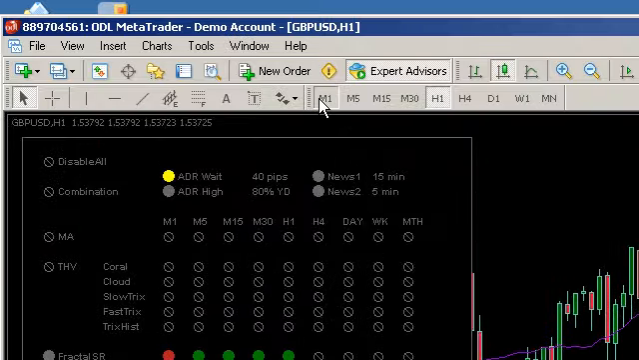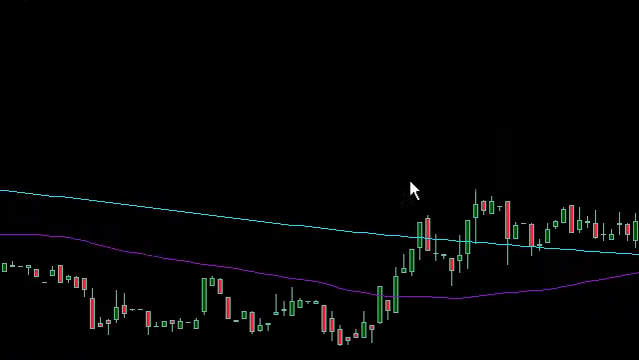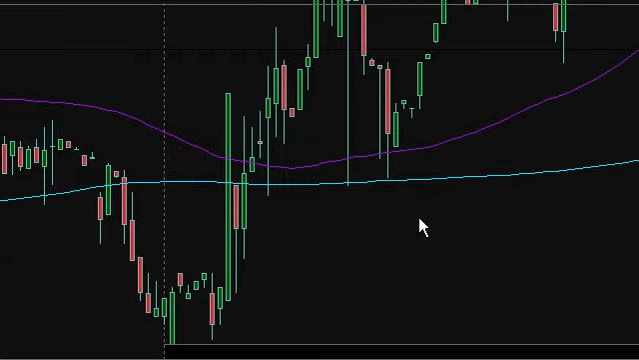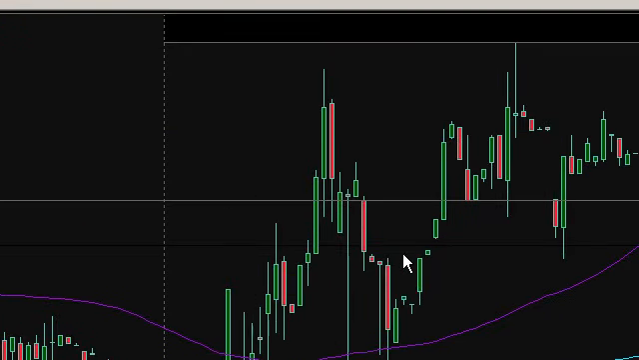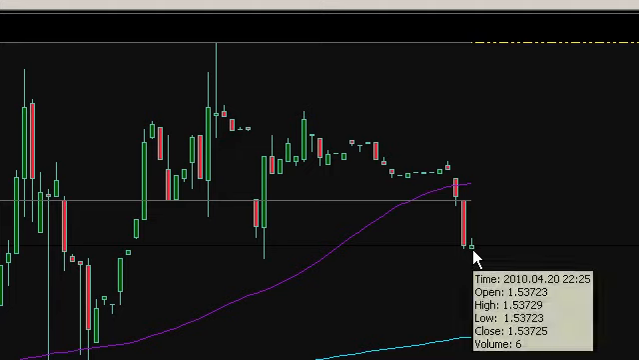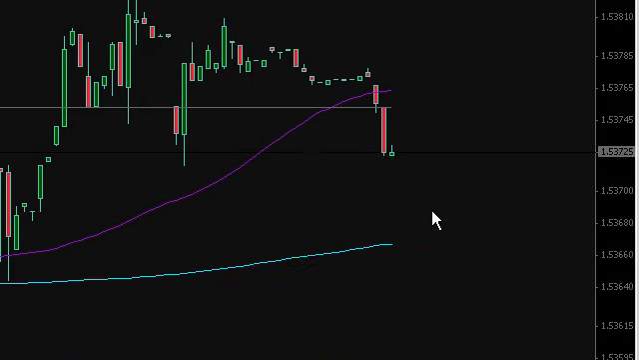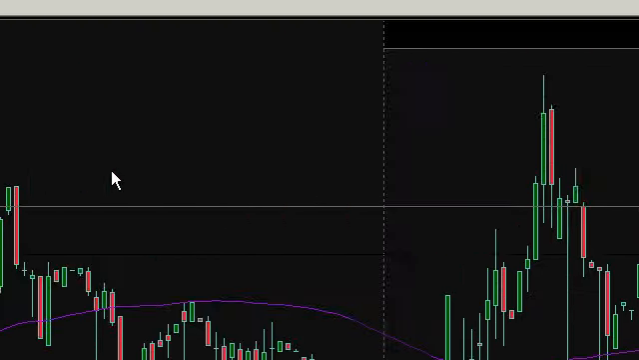So if we go down to the M1 and just take a look at what's going on there. It's had a move up, and then now it's pulling back. Now what we'd be interested in is the end of that pullback to go long, because we're only interested in trading in our direction after we get a pullback. So the pullback is occurring on M1.